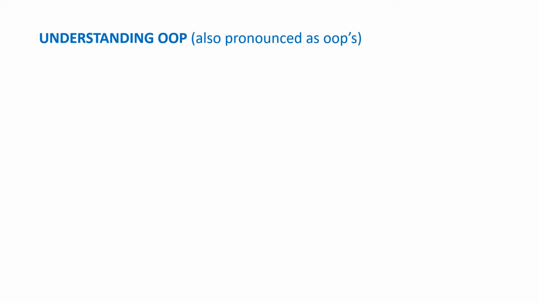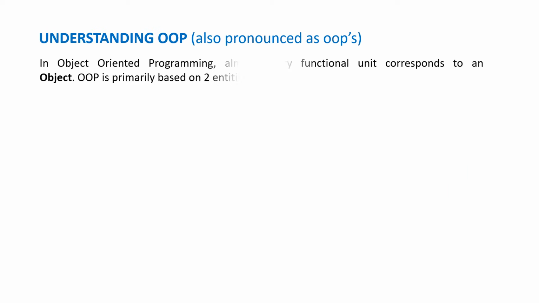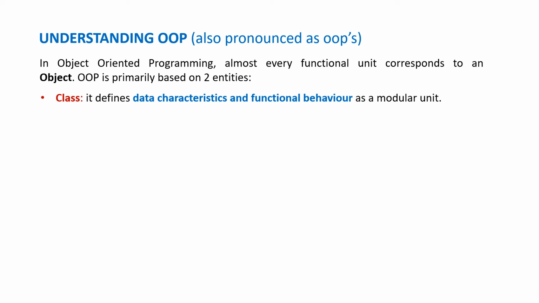Understanding OOP or OOPs. In object-oriented programming, almost every functional unit corresponds to an object. OOPS is primarily based on two entities. Number 1. The class. It defines data characteristics and functional behavior as a modular unit. Number 2. The object. It executes real-time operations of the class.